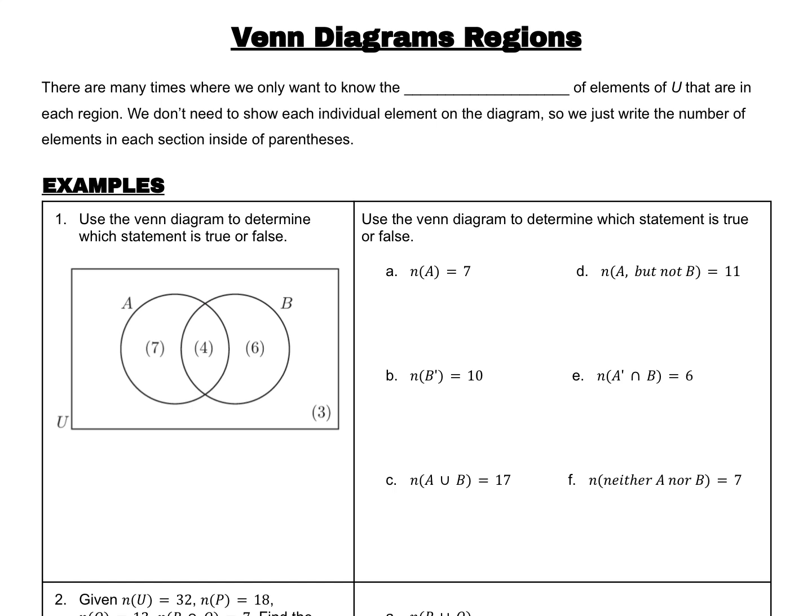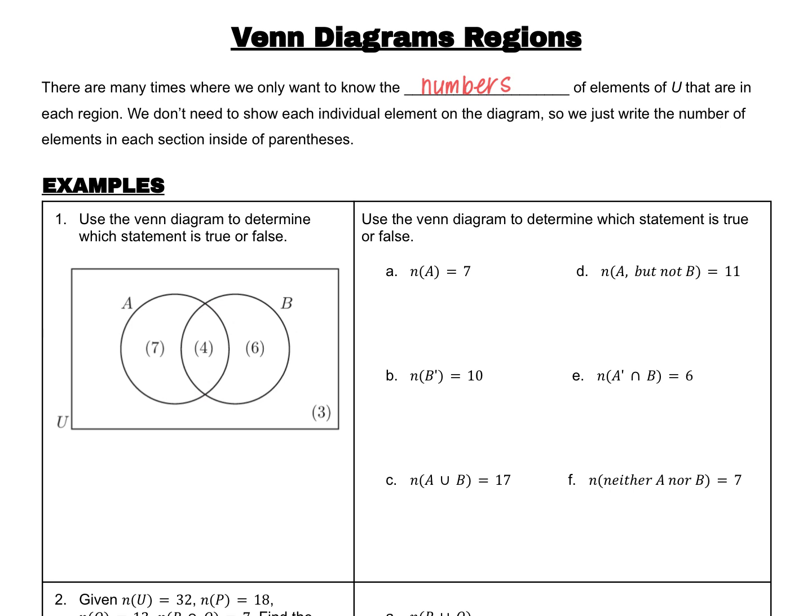Hi, today we're going to be talking about Venn diagram regions. There are many times where we only want to know the number of elements that are in the universal set versus what the specific elements are. Anytime this is the case, we do not need to know or show each individual element on the diagram. Instead, we just write the number of elements in each section and we place them inside of parentheses.